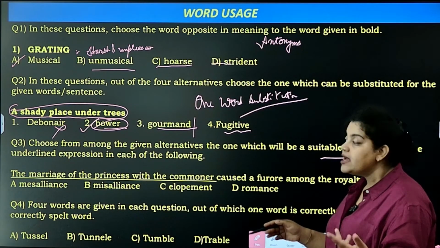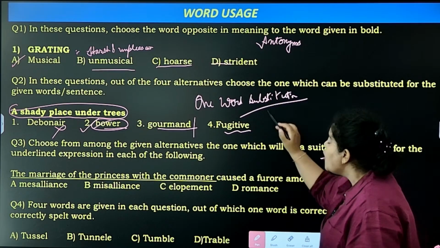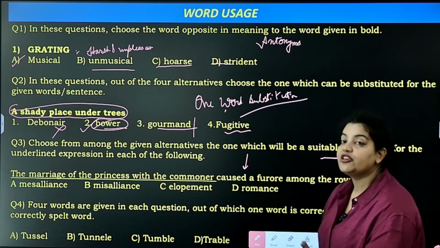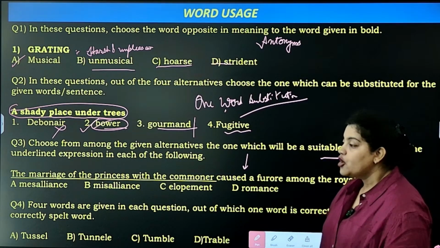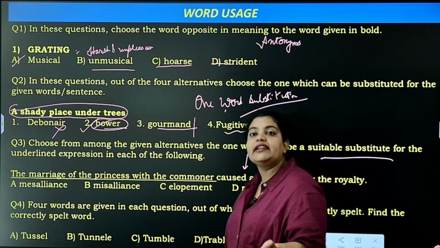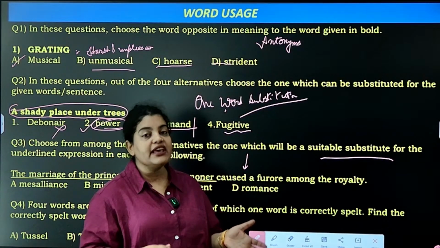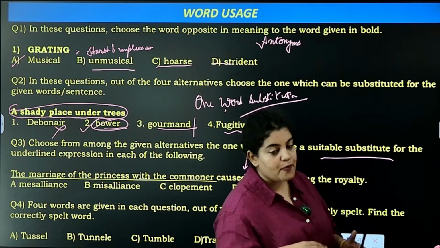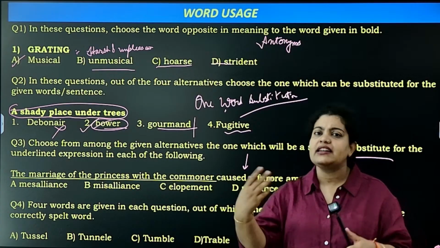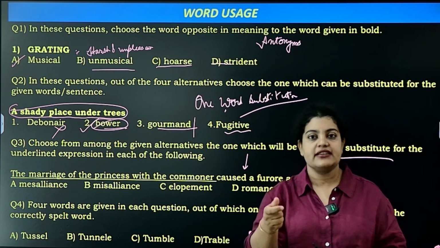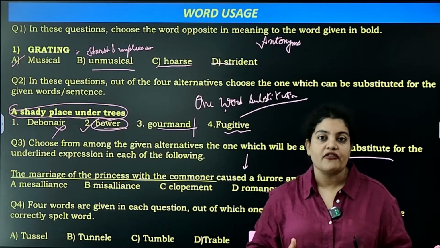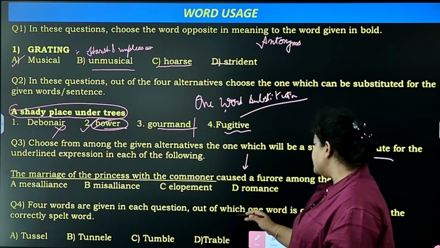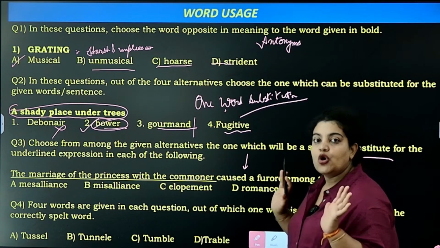So again it's a one word substitution question, but what's different now is that the earlier one was standalone, and here the word is actually used in a sentence. Words used in a sentence, or with a contextual meaning, are comparatively easy to figure out, right? Because from the context you can come to the closest meaning of it, even if you have no idea. You get a rough idea. Okay, so: marriage of the princess with the commoner caused a furore among the royalty.